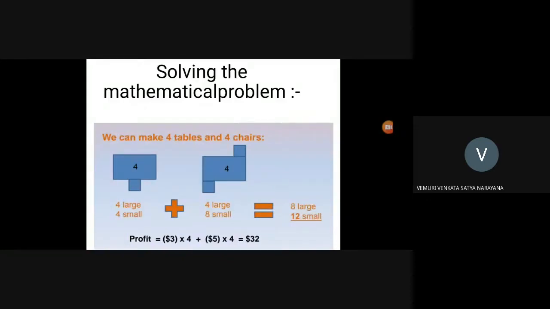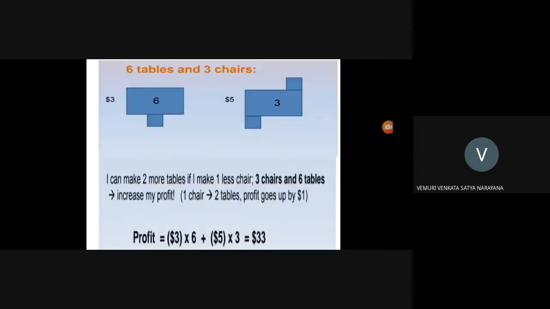Solving the mathematical problem: if we randomly take the number of tables and chairs, this is based on the hit and trial method only. If we take 4 tables and 4 chairs, we can calculate the profit as shown here. In that case, the profit is $32. If we take another example, like 6 tables and 3 chairs, we can earn a profit of $33.